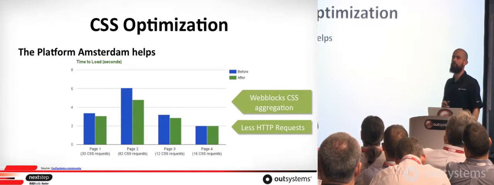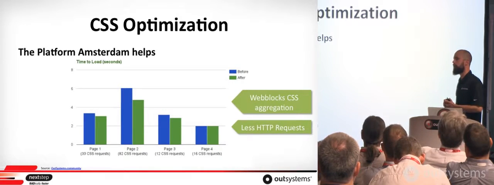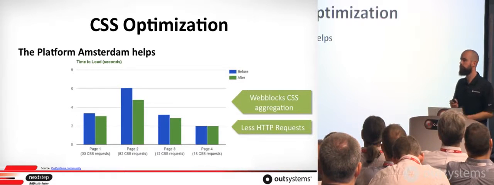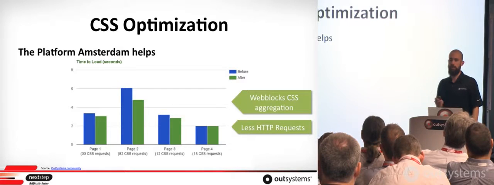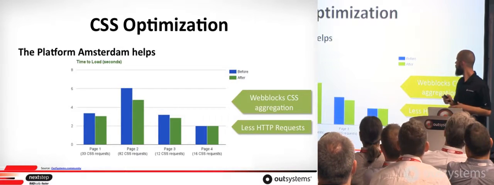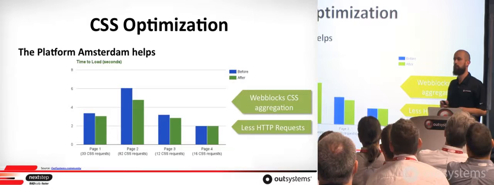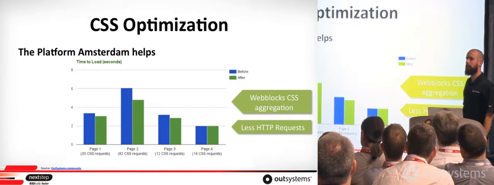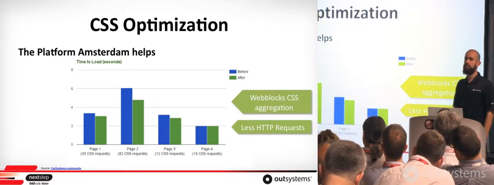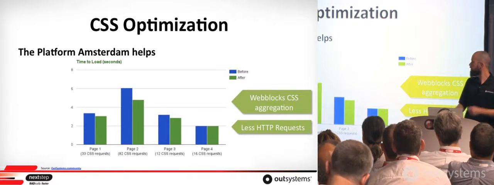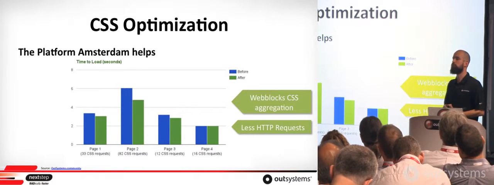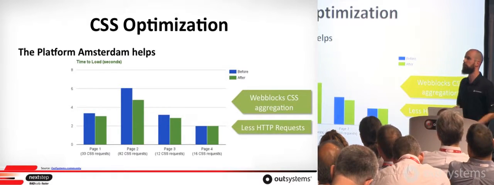Hopefully, Platform Amsterdam is here to help. They have introduced a new feature that you have to opt in to, that will enable you, first of all, to aggregate all of the CSS of the web blocks that are being used in the page. And this will enable fewer HTTP requests. You can see the post of Sara Gonçalves in the OutSystems community explaining everything that was done here, how it should be applied, and how you can actually turn on this feature.